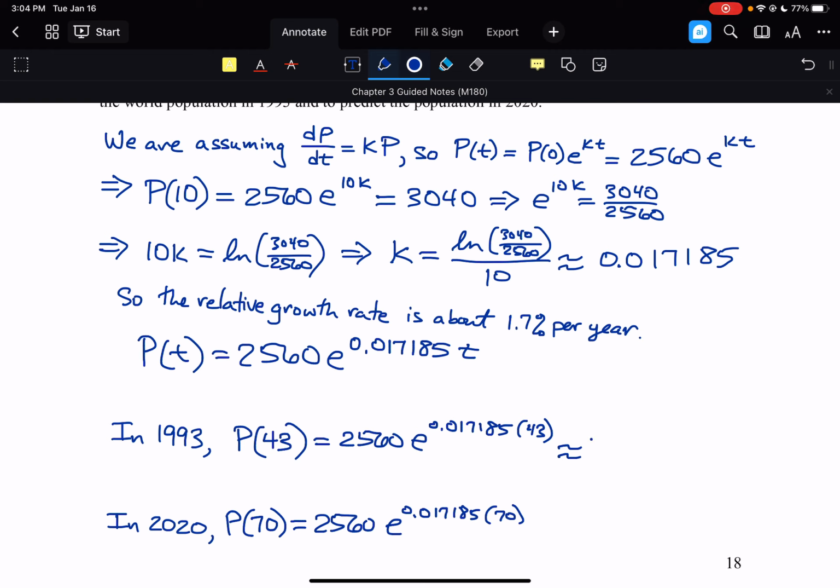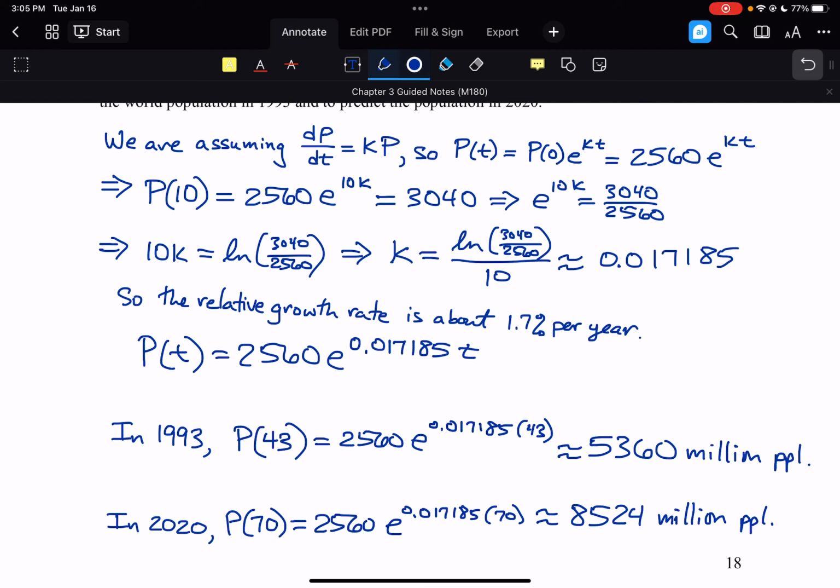So in 1993, we get approximately 5,360 million people. And in 2020, we're looking at approximately 8,524 million people. Now, of course, if we're talking in terms of thousands of millions, we're really just talking about billions. So we would read this as in 2020, the population is expected to be 8.5 billion people, approximately.